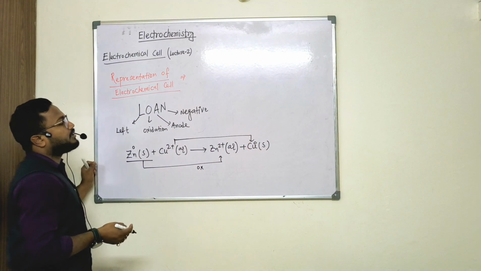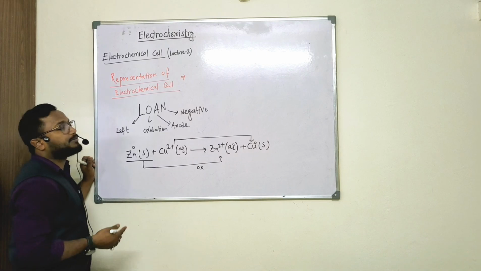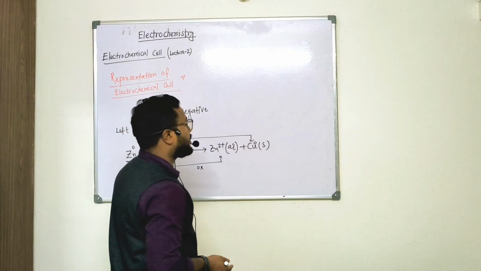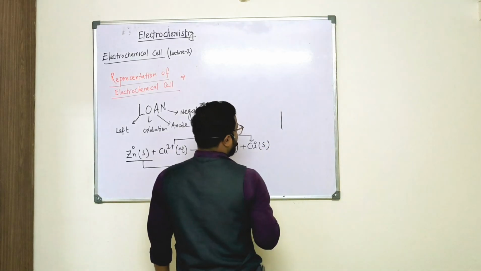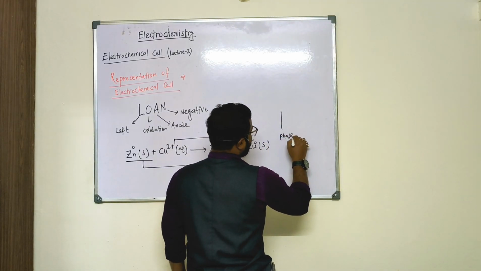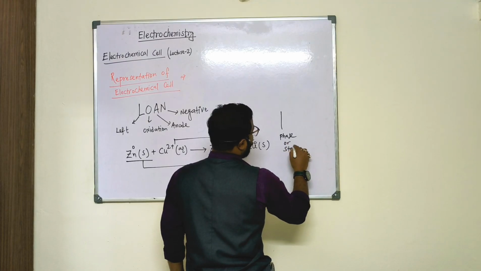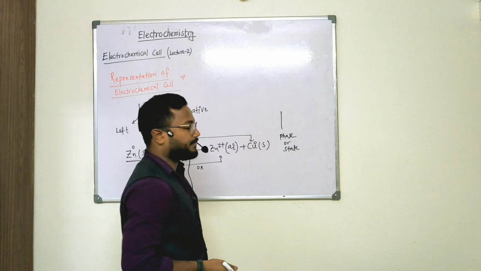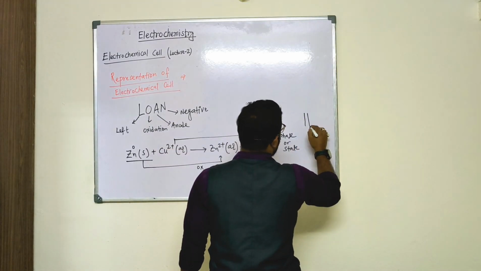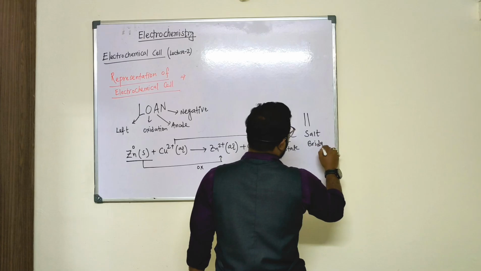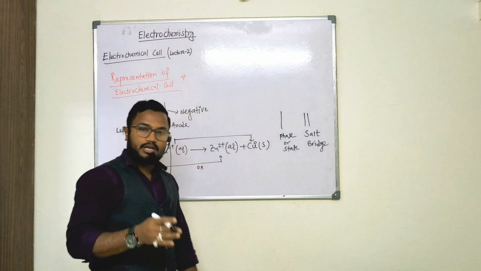Whenever we are representing the cell, the oxidation needs to be written on the left side. There are some more notations to write the reaction. This single line simply means the phase or state of the element. When we are writing two phases, we separate them by this line. There is also a double parallel line, which is considered the salt bridge for the reaction.